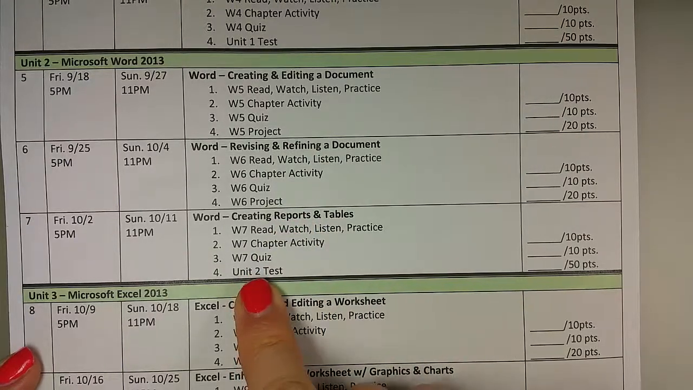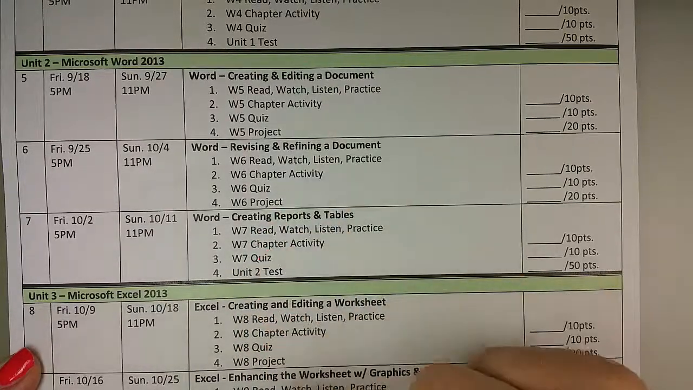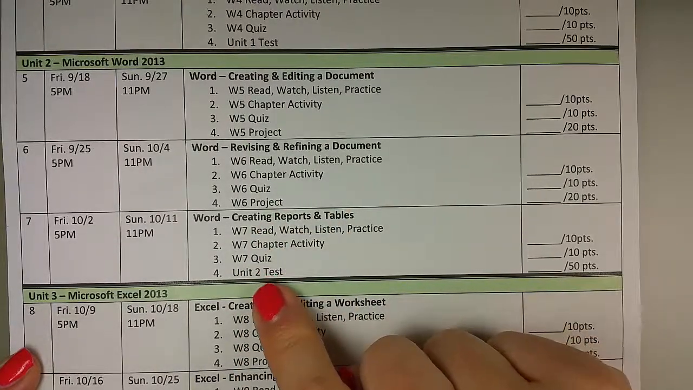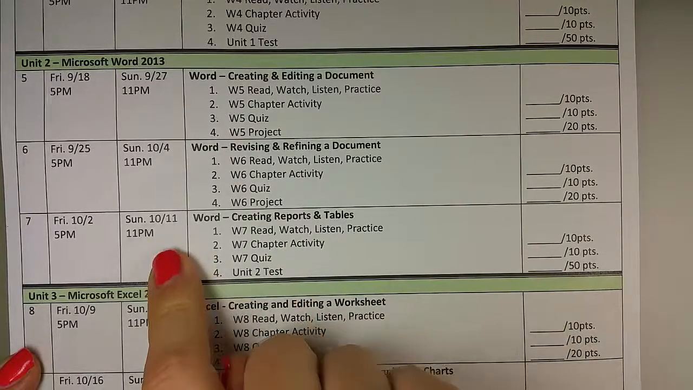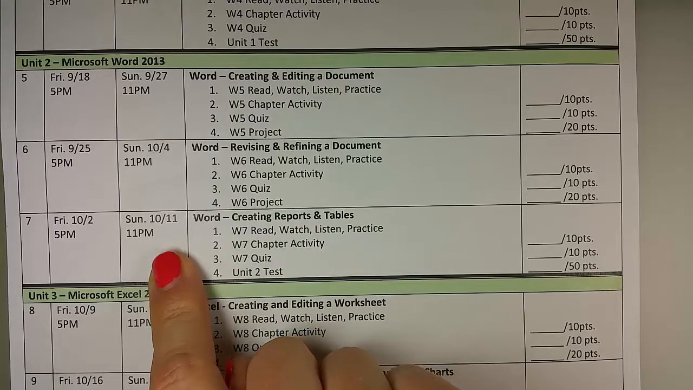And again, you can submit the chapter activities and the projects late for maximum half credit before the Unit 2 deadline, which is October 11th at 11 p.m. Again, quizzes and unit tests are not accepted late.